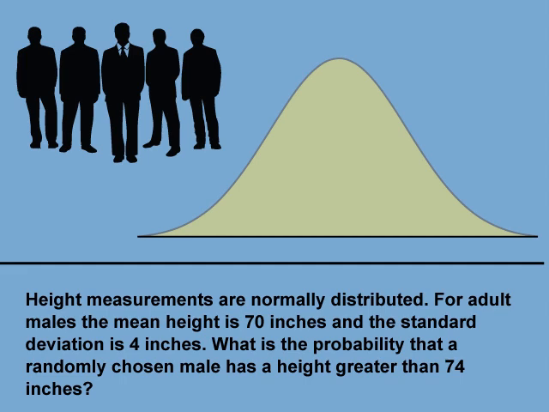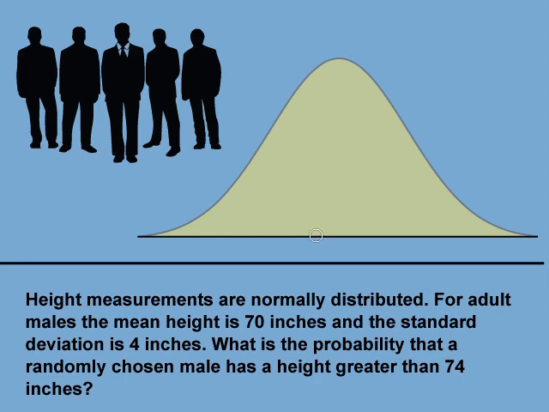Let's look at another example. Height measurements are normally distributed. For adult males, the mean height is 70 inches, and the standard deviation is 4 inches. What is the probability that a randomly chosen male has a height greater than 74 inches?